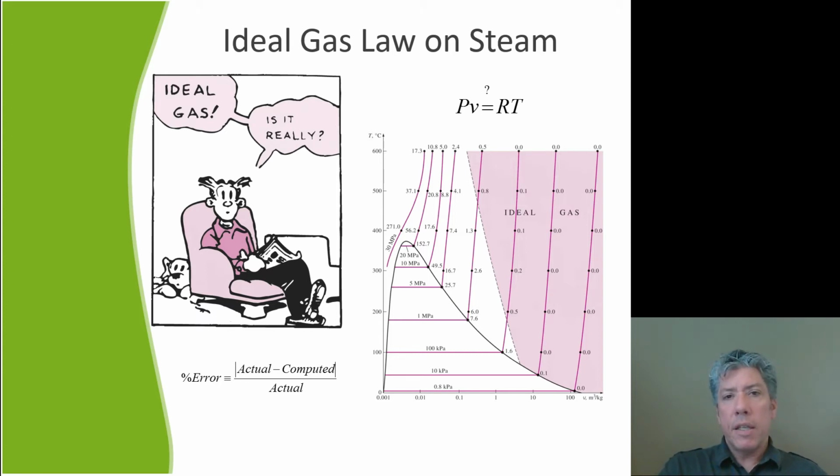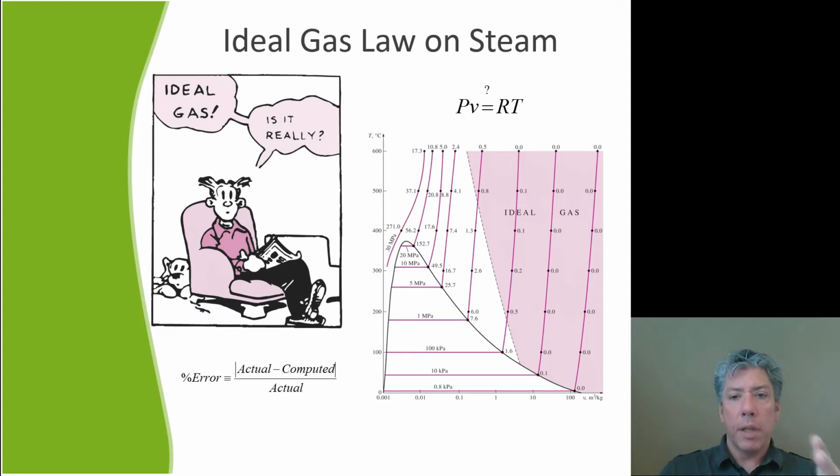If you do that, and then you calculate the percent error, so the actual value, that would be from the back of the book, the tables, minus computed, that would be the specific volume predicted by the ideal gas law at a particular pressure and temperature, divided by the actual, again from the back of the book, and taking the absolute value, that is how you would calculate percent error.